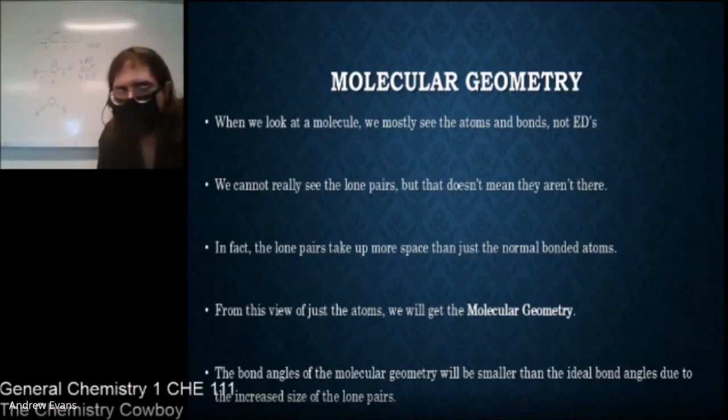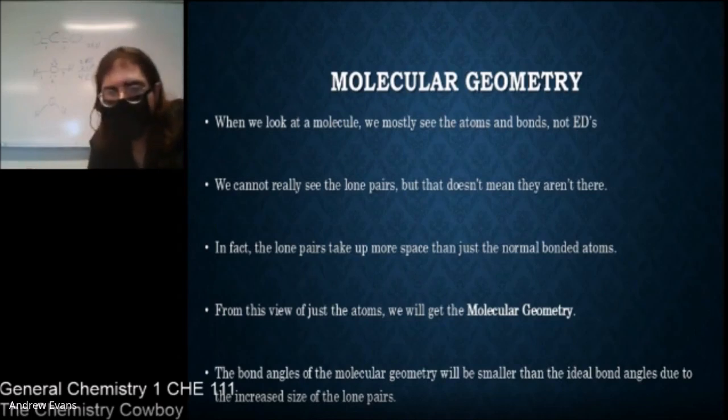When we look at a molecule, we mostly see the atoms and the bonds. We don't actually see the electron domains. The electrons are there. They will play a part. But when we look at the molecule, we usually look at the nucleus, essentially, the structure of what all elements are coming off. Since we don't actually see the lone pairs, we are going to base the molecular geometry just on the atoms themselves. The lone pairs will be there. The lone pairs will take up space. In fact, they'll take up more space than a normal bonded atom, but we'll still only see the molecule.